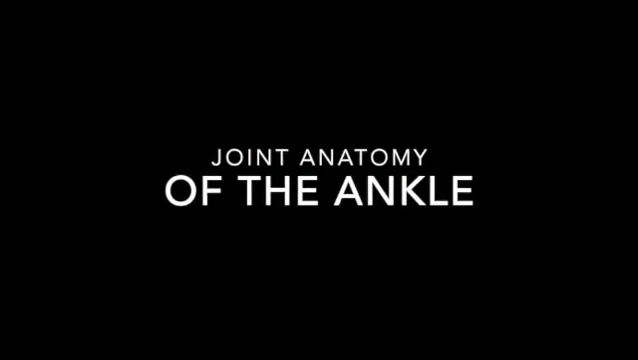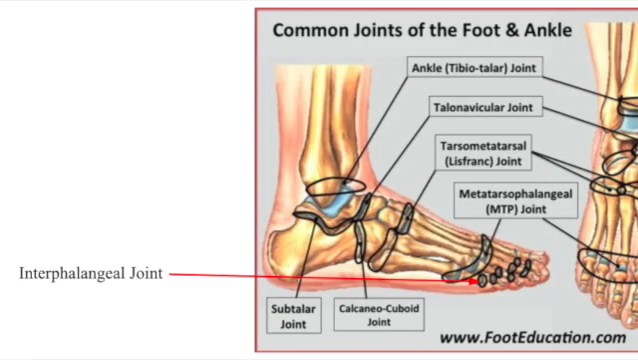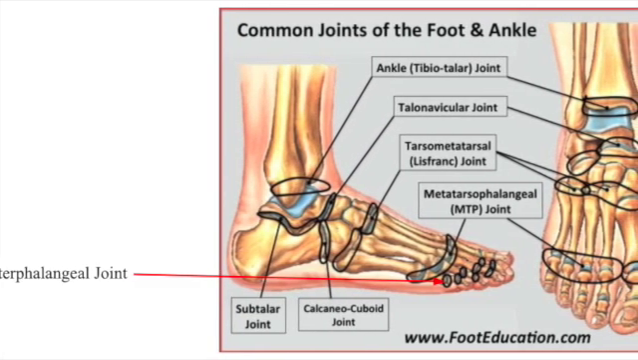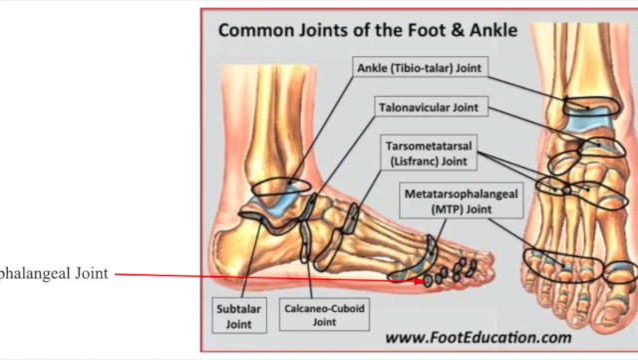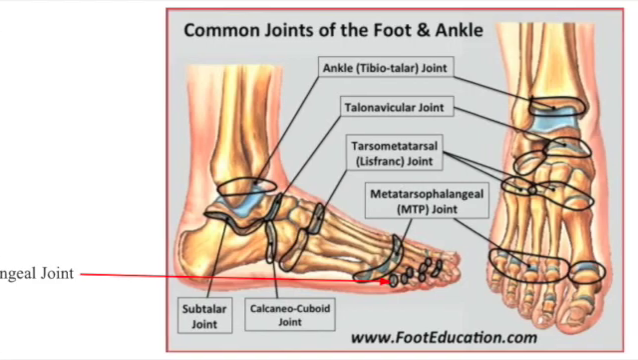The last thing to talk about in the ankle are the 7 joints, starting with the tibiofibular joint, the talonavicular, then the tarsal-metatarsal joint. Moving down to the toes, we have the metatarsophalangeal joint and the interphalangeal joint. Lastly, we have the subtalar and calcaneocuboid joint.